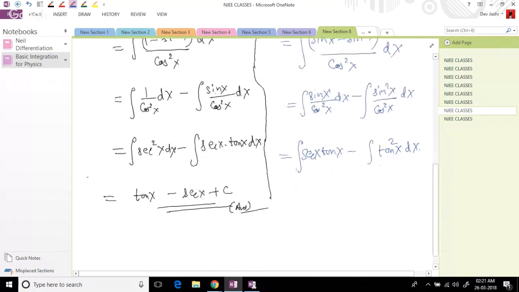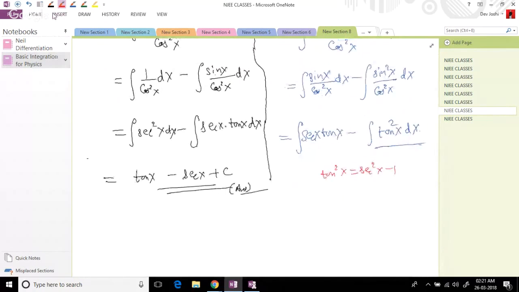Correct. So again, for the second term, what can we use? Tan square x. For tan square x, what can we say? 1 plus tan square x is equal to sec square x. So tan square x is equal to sec square x minus 1. So just put in the values over there. So what are we getting? The first term, the integral of sec x tan x is what? Sec x, right? The integral of sec x tan x is basically sec x, minus the integral of tan square x, which can be written as the integral of sec square x minus 1 dx.